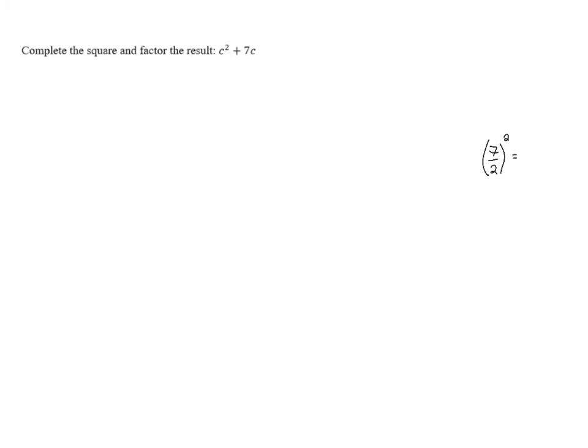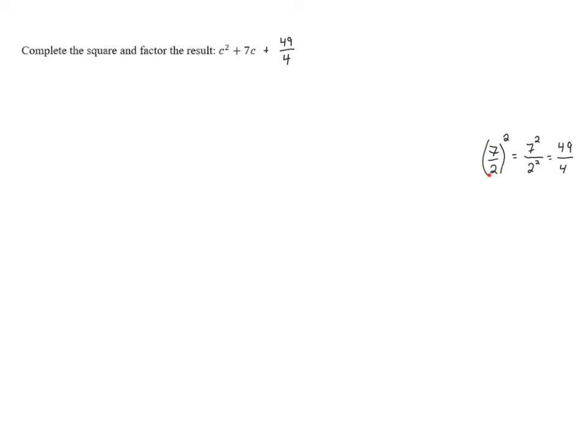When we square a fraction, that requires us to square the numerator and the denominator. So we're going to have 7 squared in the top and 2 squared in the bottom. 7 squared is 49, and 2 squared is 4. So the number we get after we divide by 2 and square it is going to be 49/4.